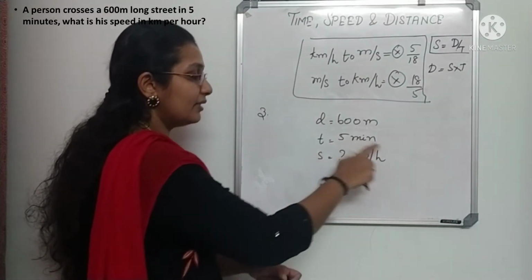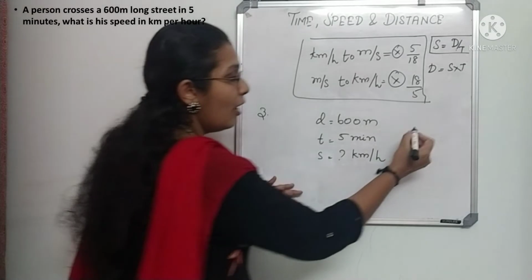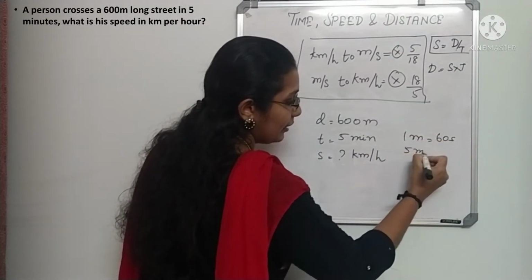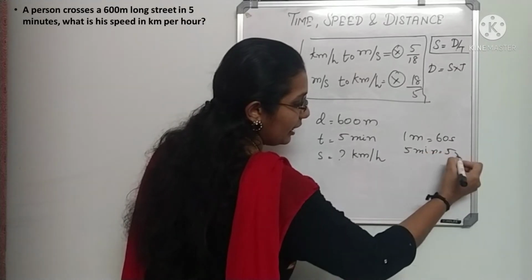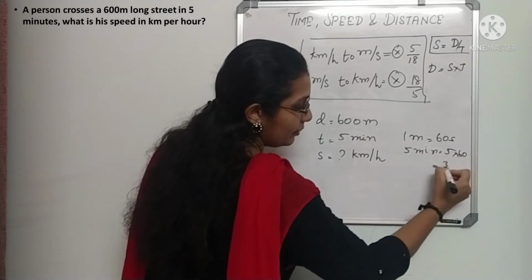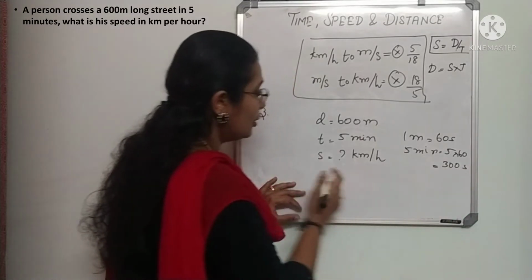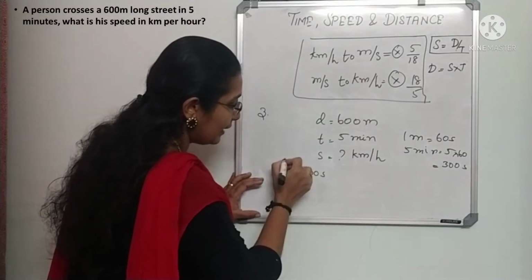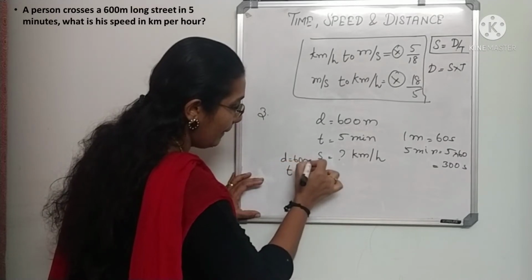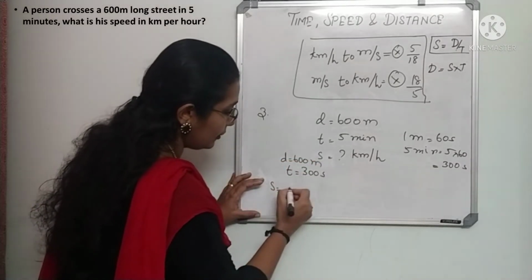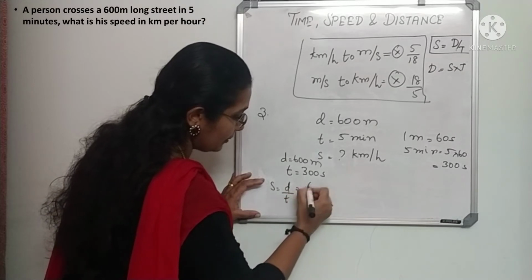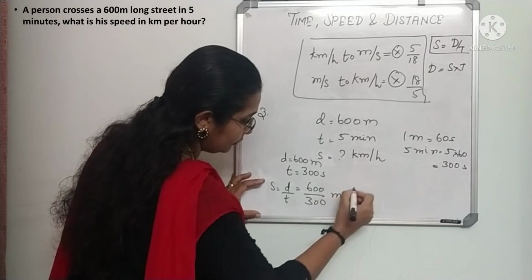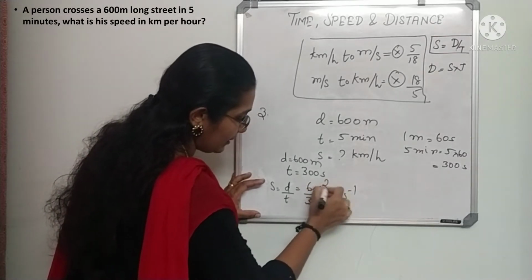So first convert this time to seconds. So you know 1 minute is equal to 60 seconds. So 5 minutes is equal to 5 into 60, right? Which is equal to 300 seconds. So time now is 300 seconds. And distance is equal to 600 meter. So speed is equal to distance by time, which is equal to 600 by 300 meter per second. So 2 meter per second is your speed.